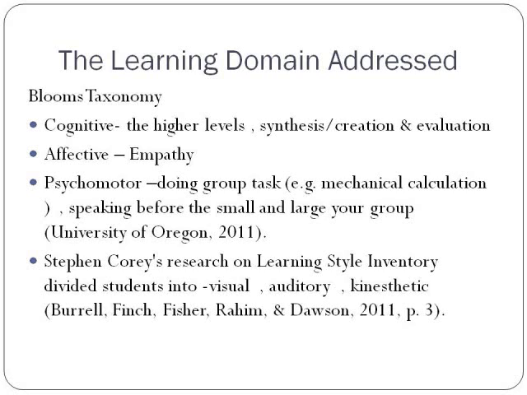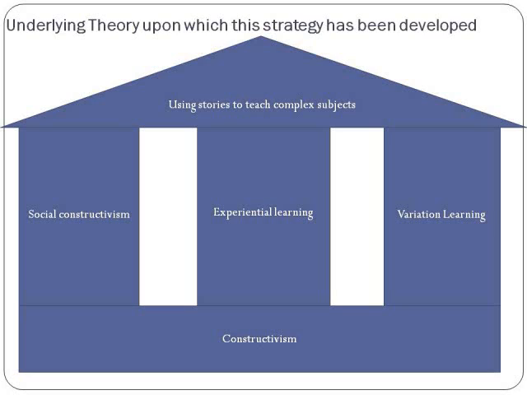This strategy addresses all three of the learning domains mentioned in Bloom's taxonomy. On the cognitive domain, it addresses the higher level skills such as synthesis and creation and evaluation. It touches upon the affective domain as well as psychomotor skills. Also, looking at the learning style inventory, it makes use of all three types of learning: visual, auditory, and kinesthetic.